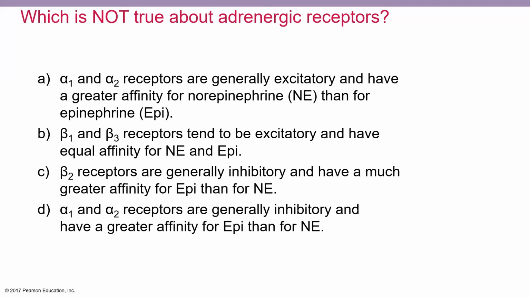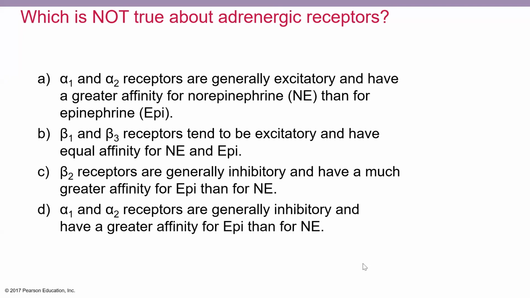Alpha-1 and alpha-2 receptors are generally excitatory, that's true, and have a greater affinity for norepinephrine than epinephrine, that's a true statement. Beta-1 and beta-3 receptors tend to be excitatory, also true, and have an equal affinity for norepinephrine and epinephrine, also true. Beta-2 receptors are generally inhibitory, true, and have a much greater affinity for epinephrine than norepinephrine, also true. A, B, and C are true.